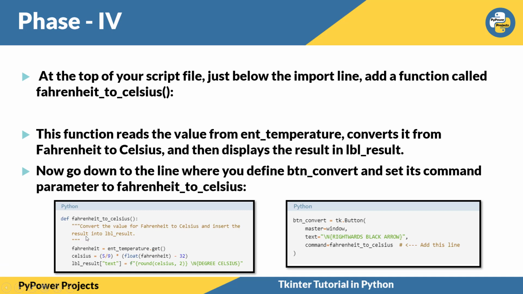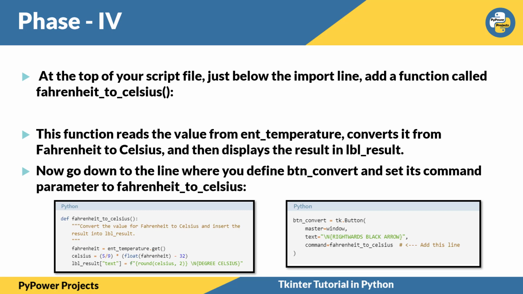So define Fahrenheit to Celsius, which converts the value. Fahrenheit will be enter temperature dot get. I have used the dot get function to get the entry that has been given in the Celsius or Fahrenheit field. Alright, so it will convert into float. I have written the formula and the result will be displayed back in the window.